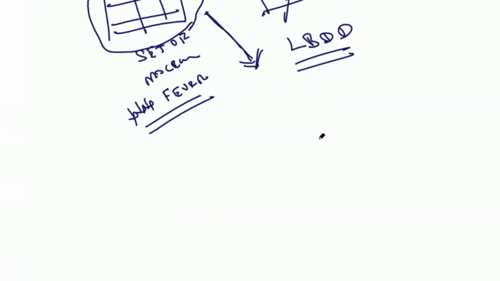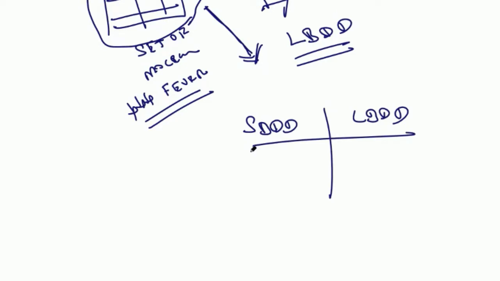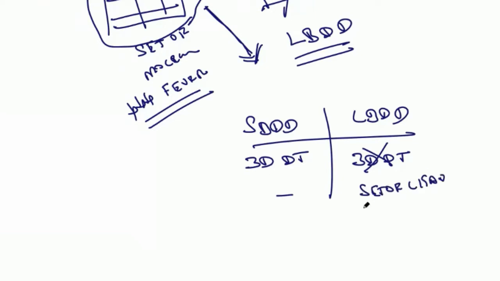So let's simplify this. The difference between structure based drug design and ligand based drug design: in structure based drug design, we should know the 3D structure of the drug target. In ligand based drug designing, it is not necessary to know the 3D structure of the drug target. Instead, we should know a set of ligand molecules with known biological activity. This is the main difference between structure based and ligand based drug designing.